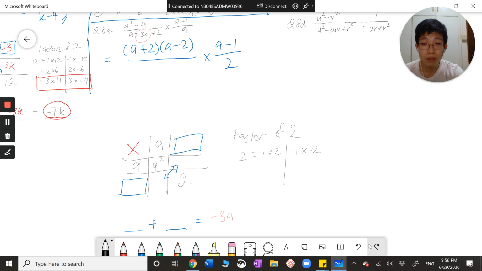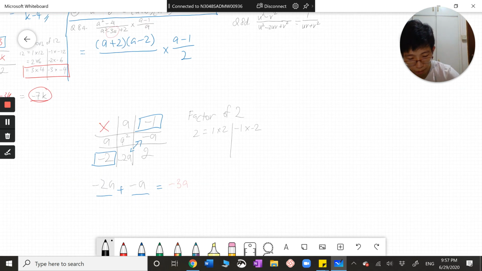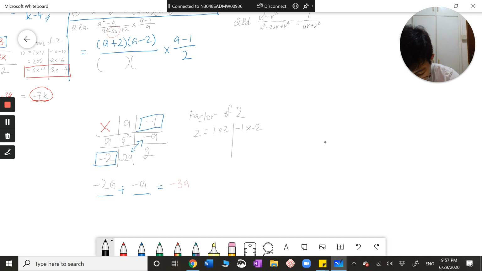So what do I do? I look that this one is a negative answer, and my a terms are all positive. So in order to get negative terms that add up together to give a negative answer, I have to choose negative 1 times negative 2. So when you take negative 2 times a, it'll give you negative 2a. And a times negative 1 gives you negative a. So negative 2a minus a will give you negative 3a. So my factors will be a minus 2 times a minus 1.